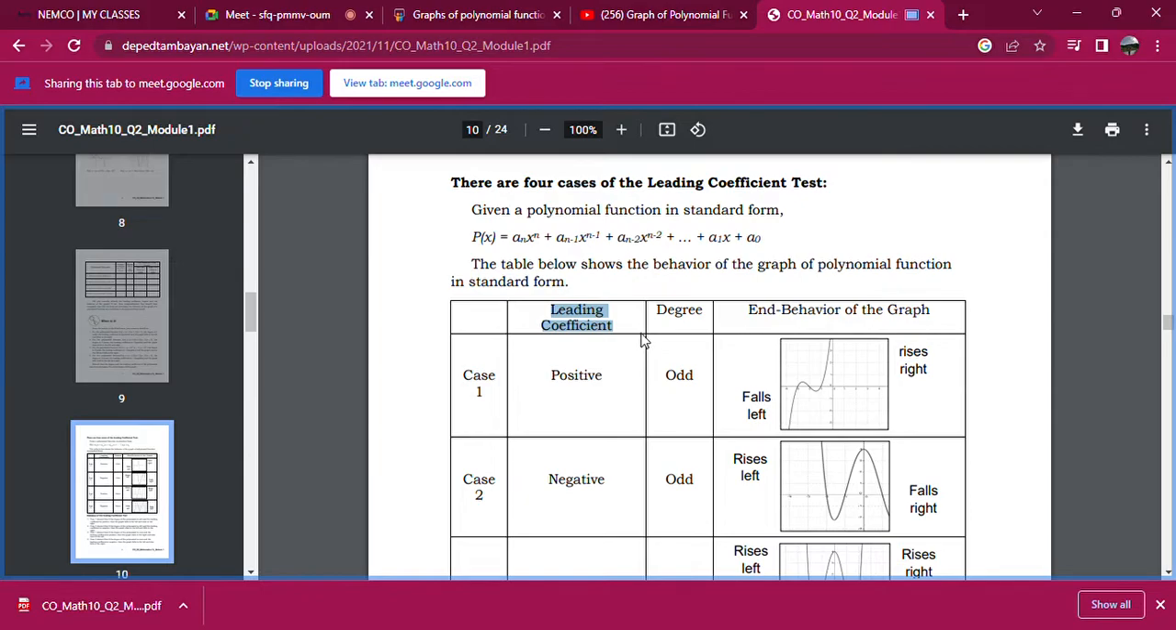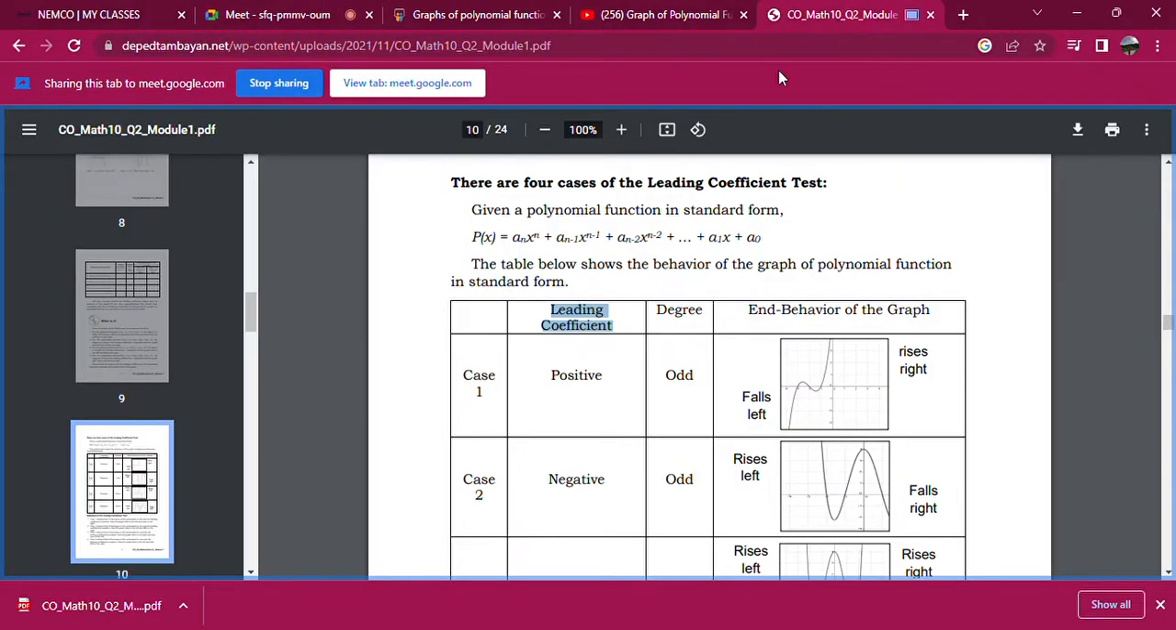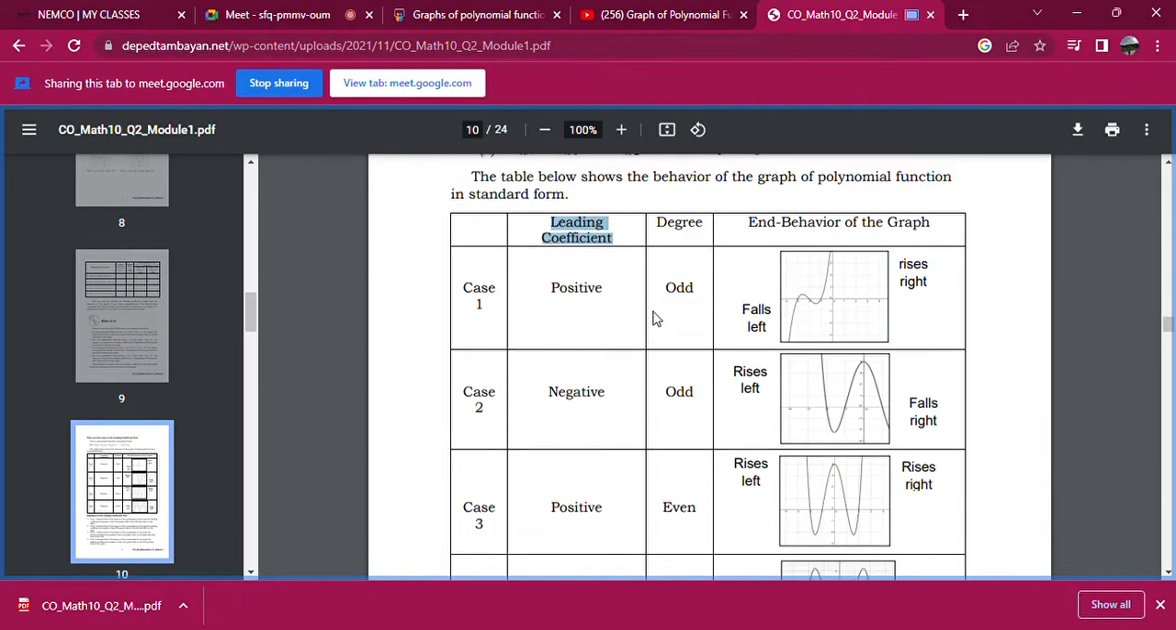Now, sa leading coefficient, you will have to identify if positive ba siya or negative. Sa degree, you will have to identify odd ba siya or even. Now, in leading coefficient test, naa tay upat ka cases. We have case 1, case 2, case 3, and case 4.